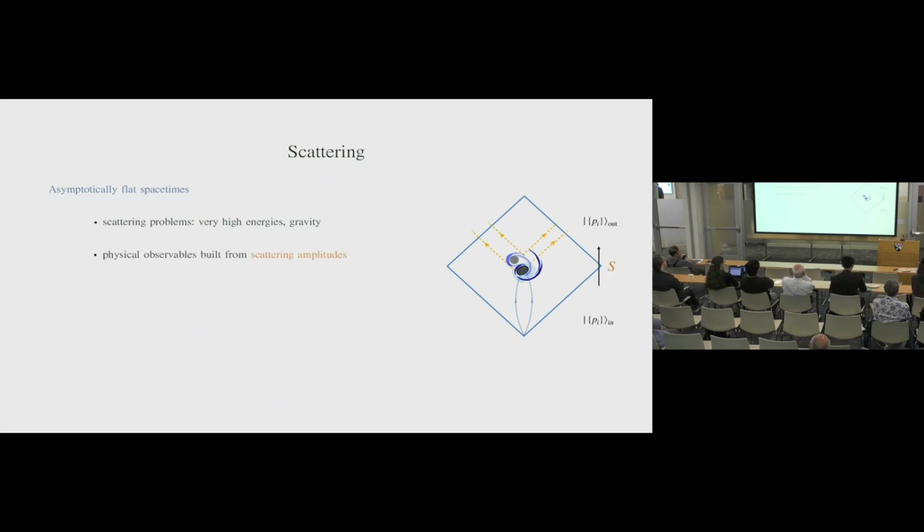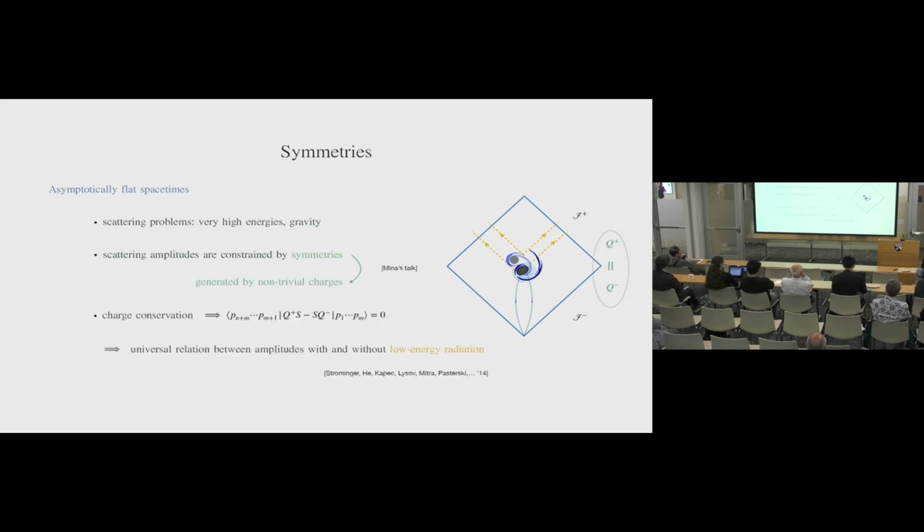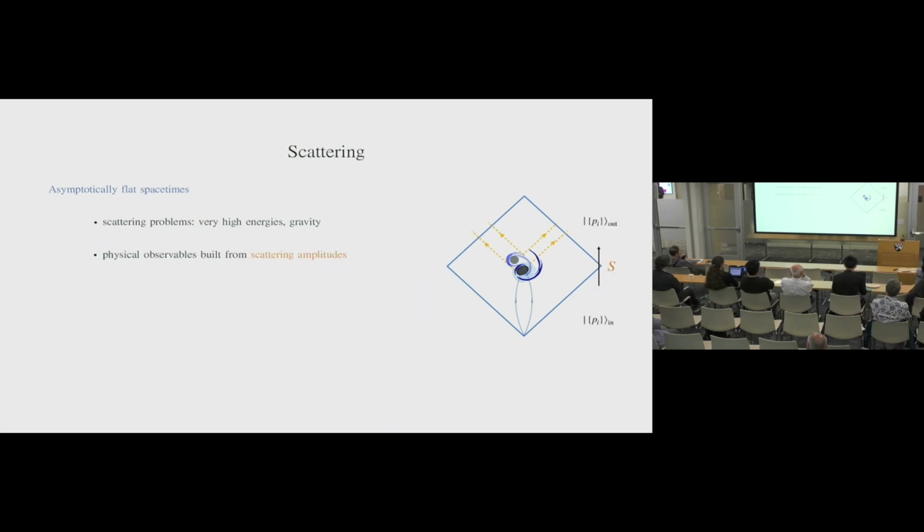Now, the physical observables in such scattering processes are scattering amplitudes. The scattering amplitudes are basically overlaps between incoming momentum eigenstates and outgoing momentum eigenstates. And there is, we believe, a unitary evolution operator that relates these states. That is called the S matrix.